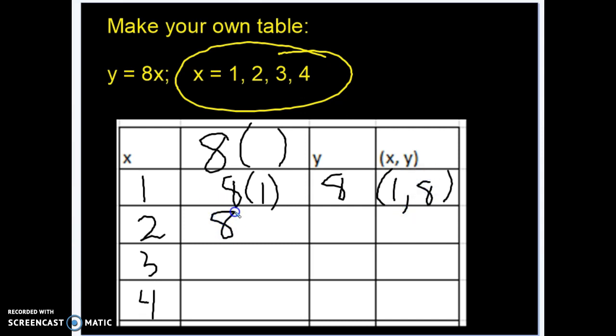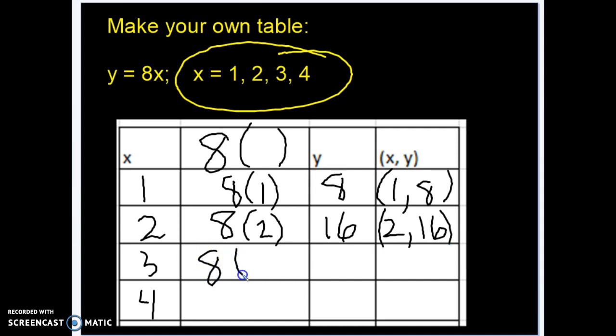We'll do the same thing for when x is 2. We'll do 8 times 2. Well, 8 times 2 is 16. So then my ordered pair would be 2 because that's my x value, and 16 because that was my answer, my y value. We'll do it for 3 and we'll do it for 4.